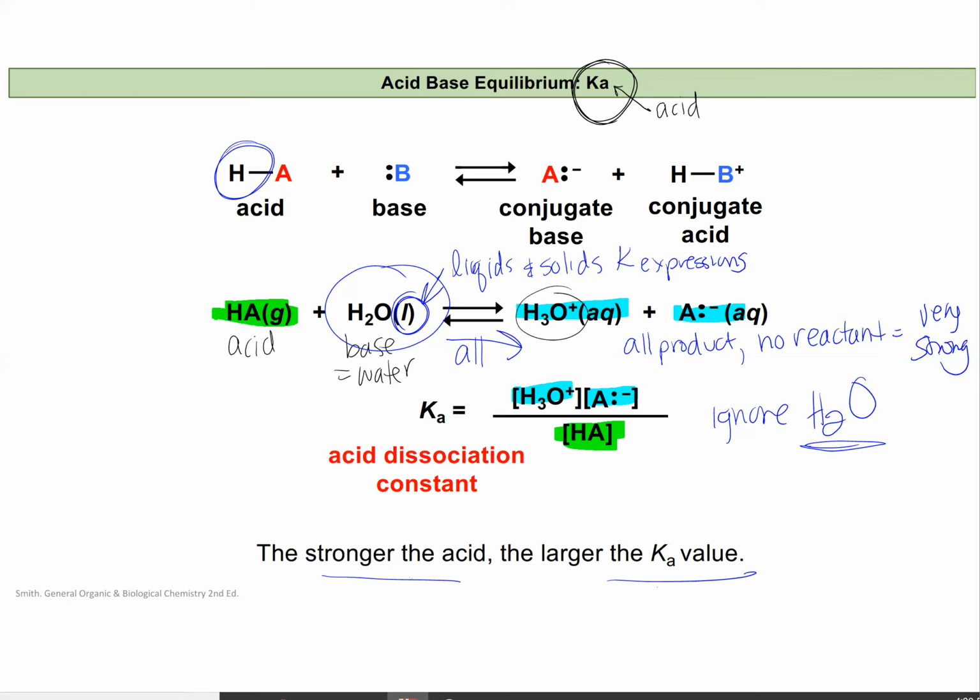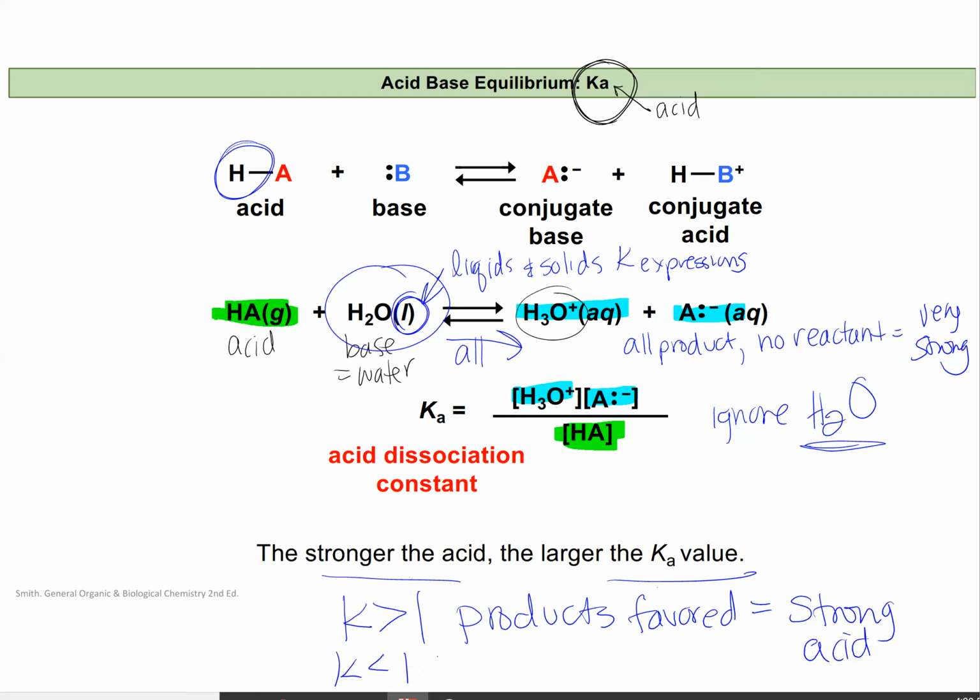And from our equilibrium chapter, we know that if our K is greater than 1, then our products are favored. So in this case, that's going to mean a strong acid. If K is less than 1, our reactants are favored. So this is going to be a weak acid, where not all of those bonds break.